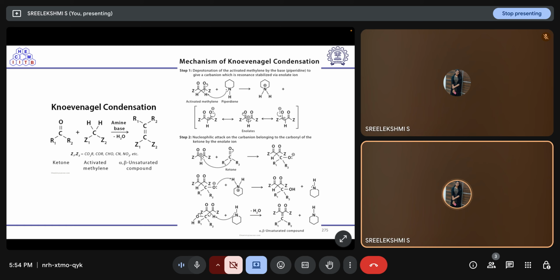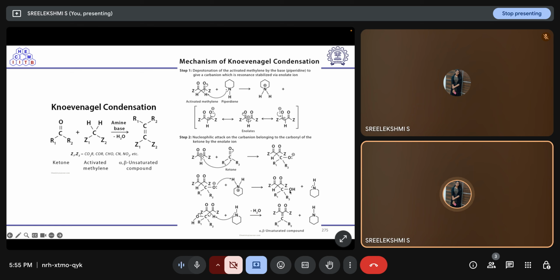So first, what is happening, this amine base will abstract a proton from this active methylene compound, and that will give this enolate, which is stabilized by these structures. Then there is nucleophilic attack on the carbonyl carbon of the ketone. This enolate ion will attack over this center to form this compound. Then again, this O minus will take a proton from this protonated pyridine. So it will form this compound.